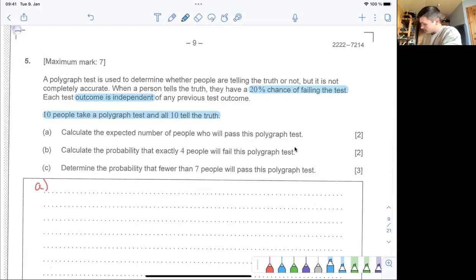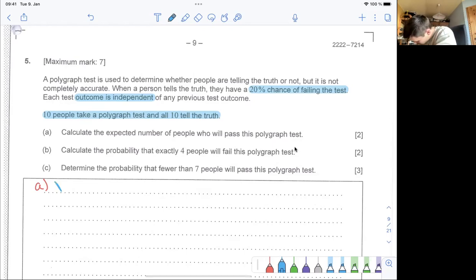All right, so there's 2 outcomes in this question. We have passing and failing. Each outcome is independent, and we have a fixed number of trials, or of people doing the test, which is 10. So what this should be indicating to you is that this is a binomial probability question, right? Because these are the characteristics, the requirements for a binomial probability question.